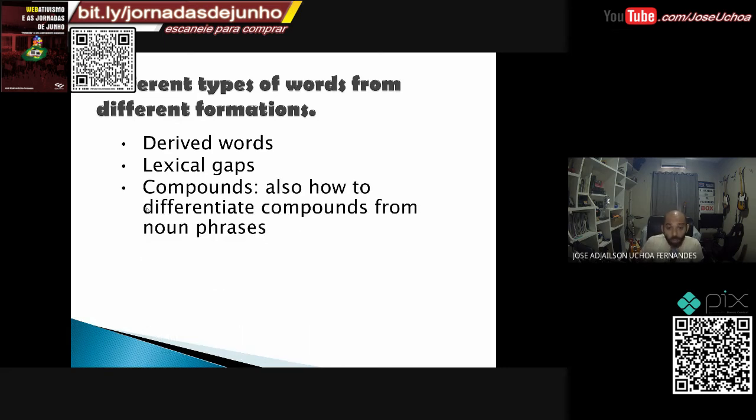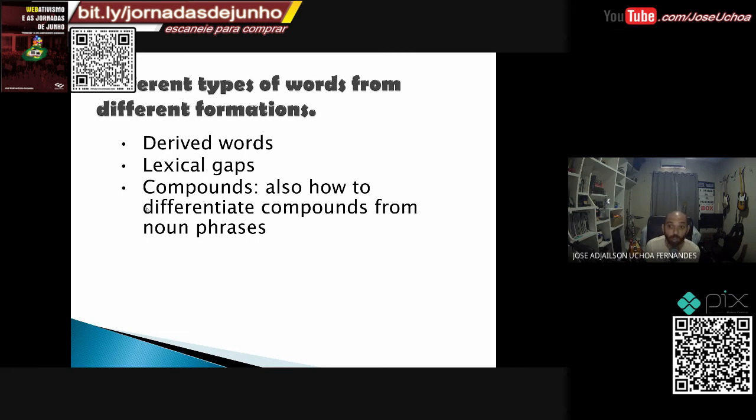We also have compounds. Compounds are also formed of pre-existent words, okay? We can also differentiate compounds from noun phrases, okay? And we are going to learn this when we get into the syntax part, okay? Sometimes we have two words put together and they are noun phrases.